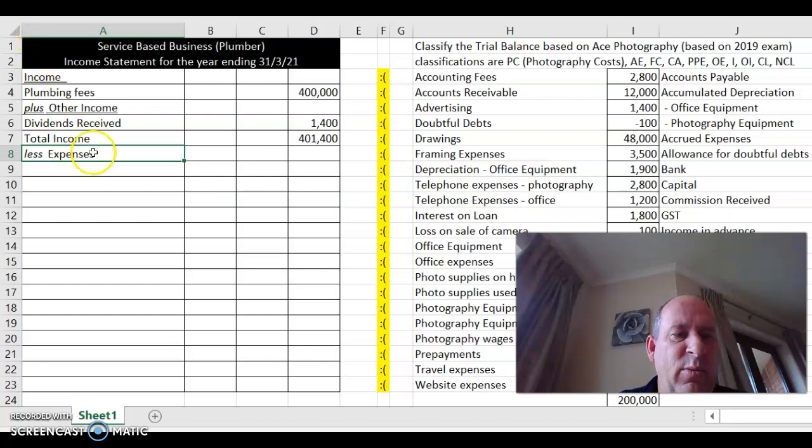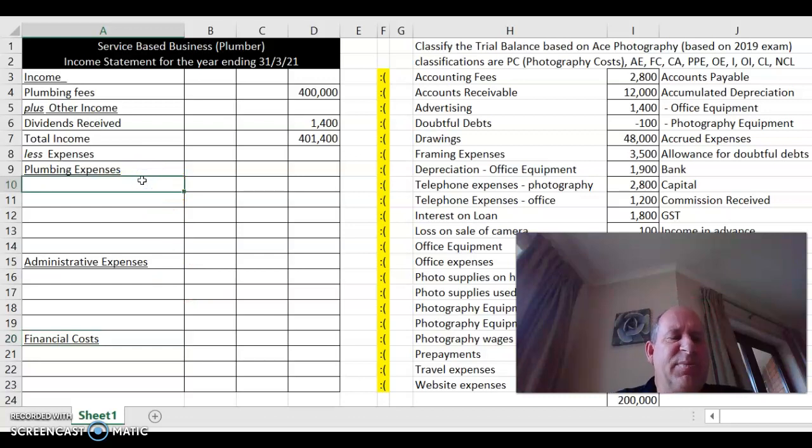And for a plumber, we'd call it simply plumbing expenses. And then what we're going to do is look through all the expenses and see what they are. We'll hit the other expenses up as well. We'll chuck in this one here. We still have our administration costs and our financial costs. You can add these in as we go.